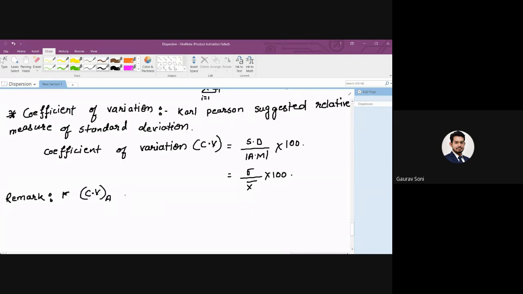Coefficient of variation for group A is greater than coefficient of variation of group B. So from this we can conclude that A is less consistent. A shows more variability.